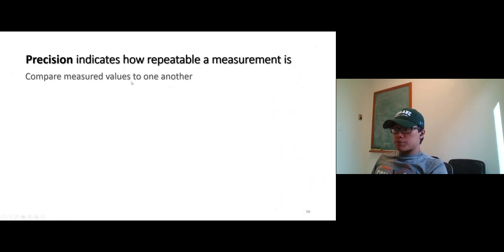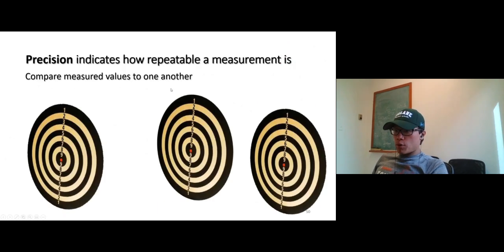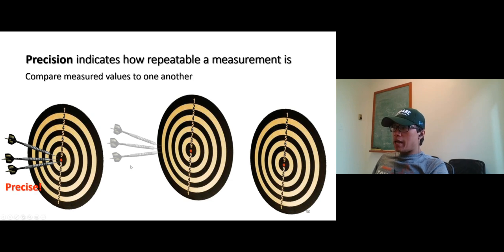Precision is, here we go, let's take a look right here. Compare measured values to one another. I'll give you some examples. Compared to one another, all these three attempts are really close, so they are precise. Is this precise? Yeah, we compare the position of each dart to one another, and they are all close, so these are precise.